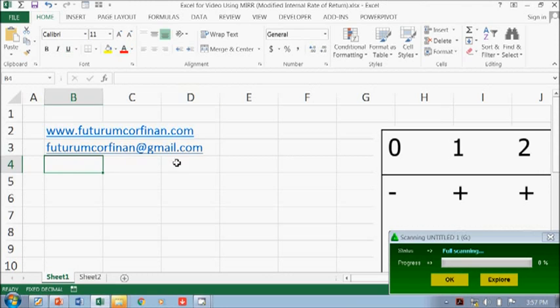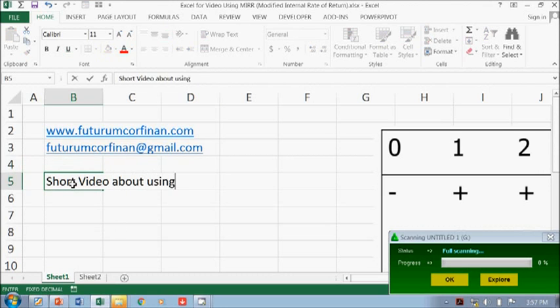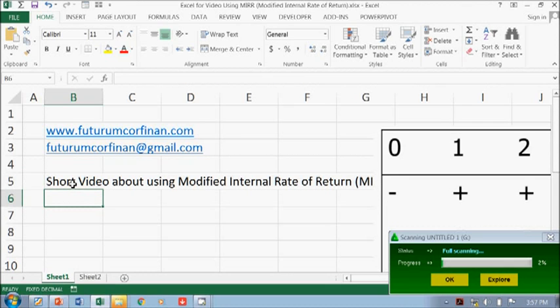Okay. Right. So I make a short video about using modified internal rate of return, or MIRR. For those that already attended the corporate finance class, you're quite aware that in project finance we use internal rate of return heavily.